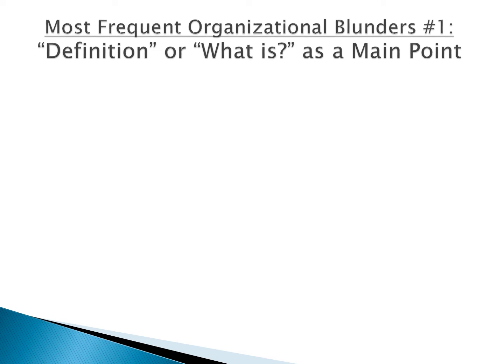Okay, so I have taught this class a lot in the last 20 years, and so I have seen students making mistakes. So there's some really useful things I'm going to be talking about now, about what are organizational blunders that I see and how you can avoid those. So the first one is students who use a definition of the thing, or what is the thing, as a main point.